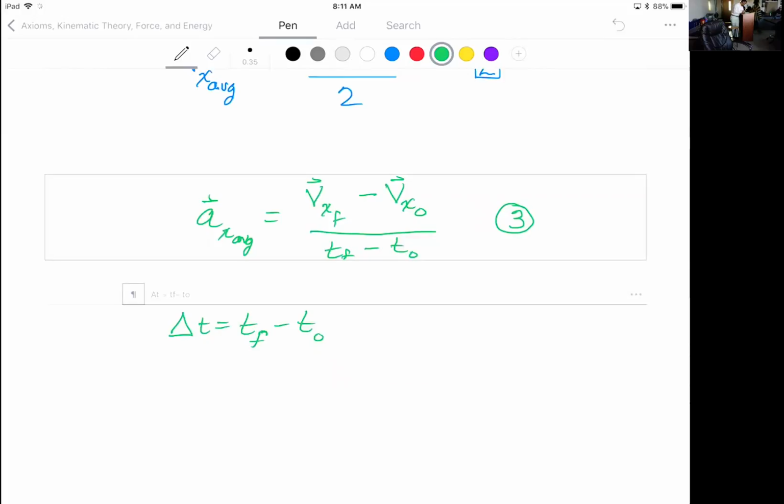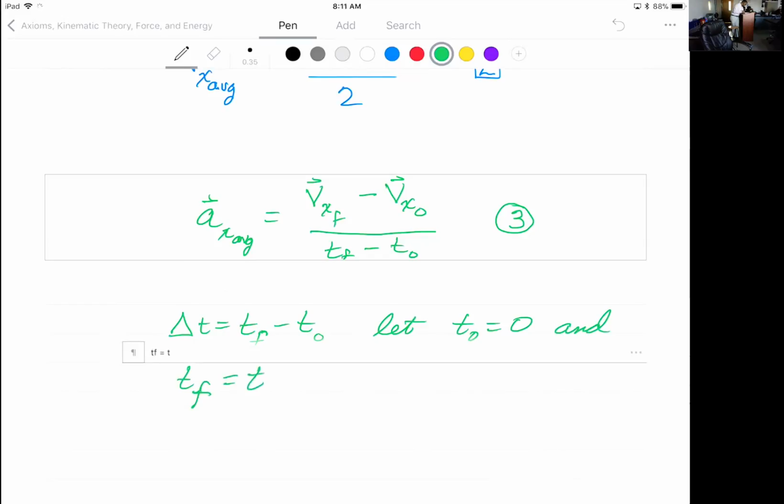So we have those. What I would like to do is let T initial equal to 0. And this will imply that... I left a little something off. Let T initial equal to T0 and T final equal to just T. So this will imply that delta T is now just T by substitution.